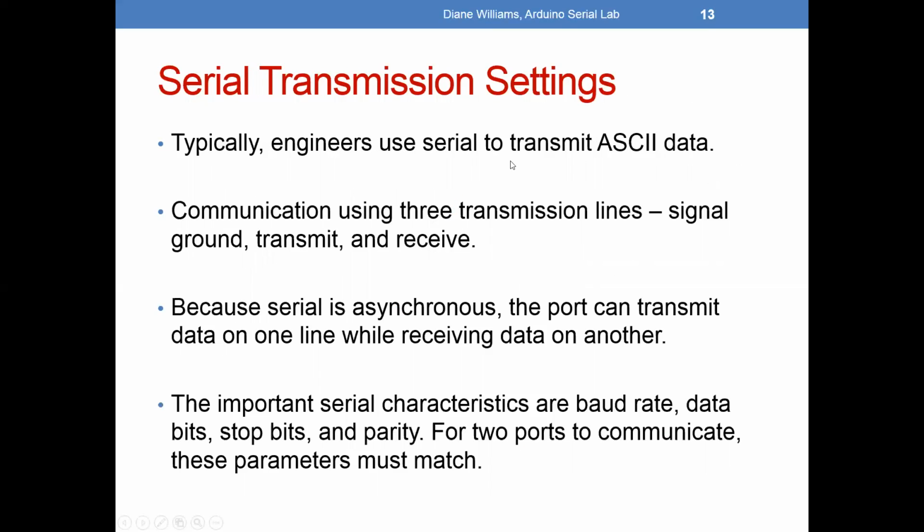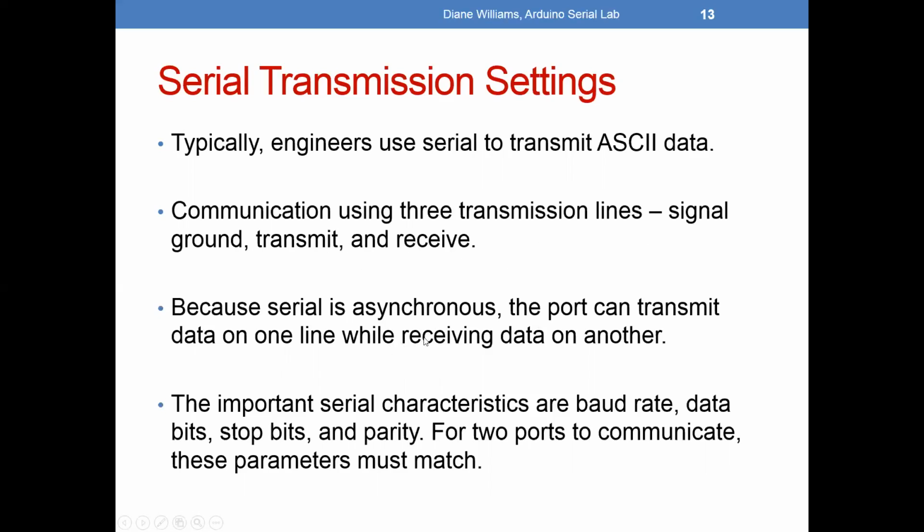What we use to transmit data is ASCII format. We've studied some ASCII in our study of C. Communication uses 3 transmission lines: signal ground, transmit, and receive. So 1 line to transmit, 1 line to receive. A piece of hardware has 1 line it's transmitting on, another line that it's receiving on, and the 3rd line is grounded.